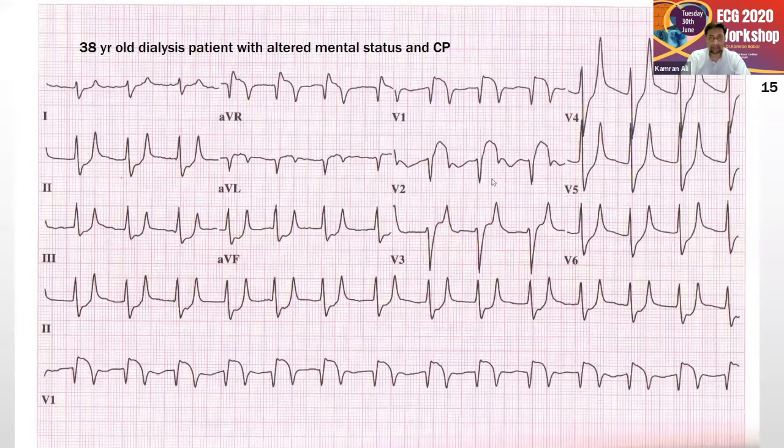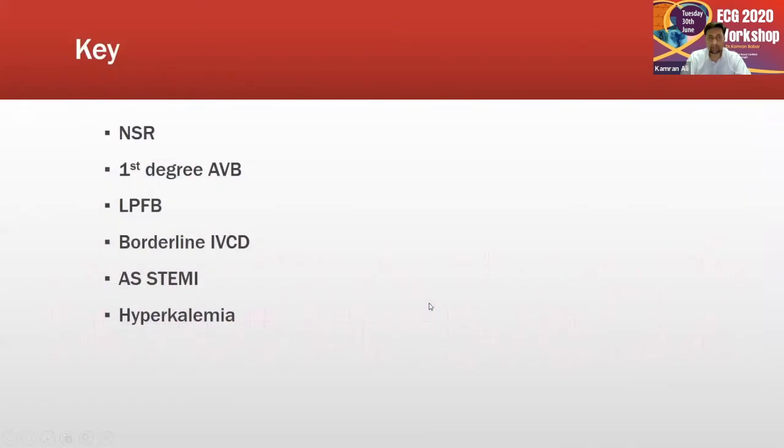And then there is an MI with it, ST elevations that we are seeing. He came with chest pain. There are reciprocal inferior ST depressions that are seen. So it's an anterolateral STEMI going on in the face of hyperkalemia.